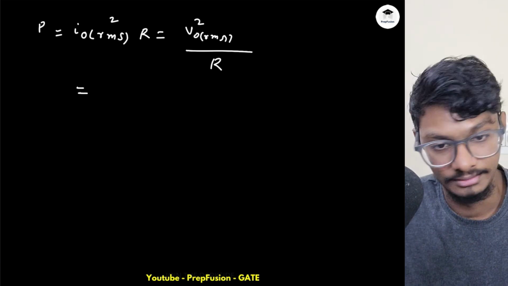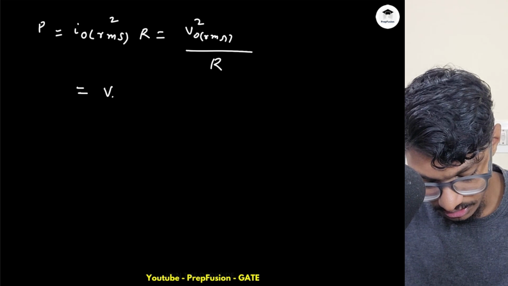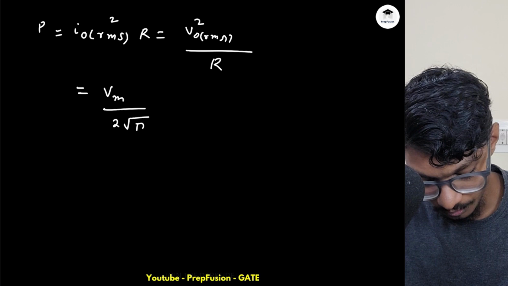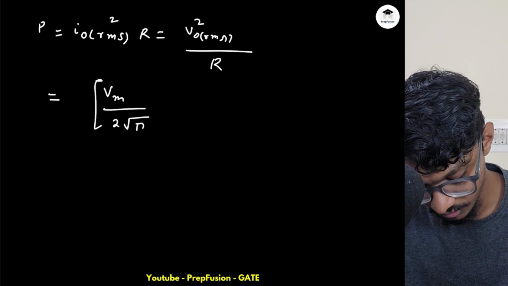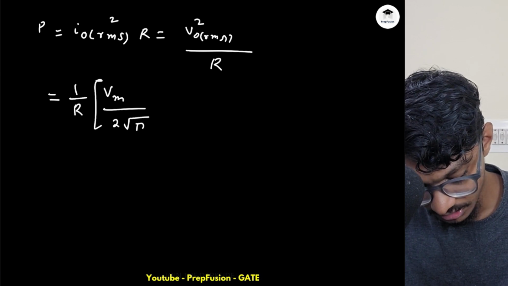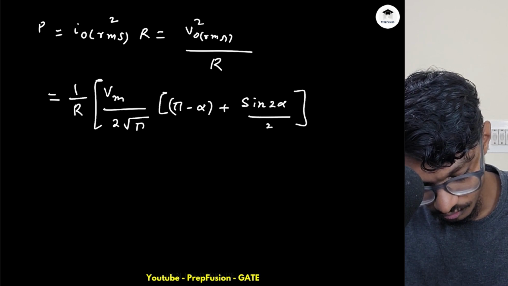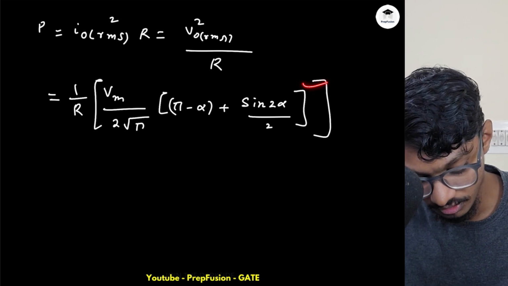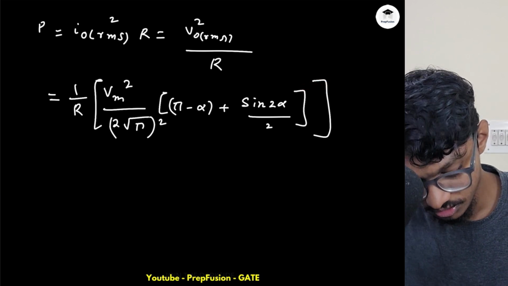So here what is VO RMS? We know the formula for it. You can always derive it, but it is good to remember. It is Vm by 2 under root pi, whole into the bracket of pi minus alpha plus sine 2 alpha by 2, whole under root, and 1 by R will be present here. If I square it, the whole under root will be cancelled, and this will be squared, and this will also be squared, right?